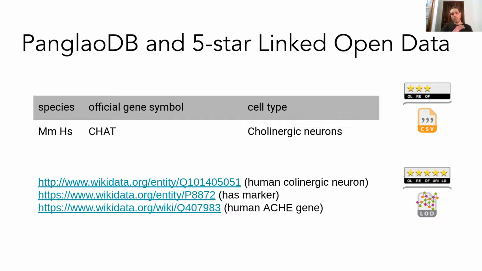And how would this look in the five-star schema of Wikidata? Well, we would have an identifier for human cholinergic neuron, an identifier for the human choline acetyltransferase gene, and an identifier for the relation between them, making a triple. A triple is this entity of a subject, a predicate, and an object that is the base of all graph management strategies.